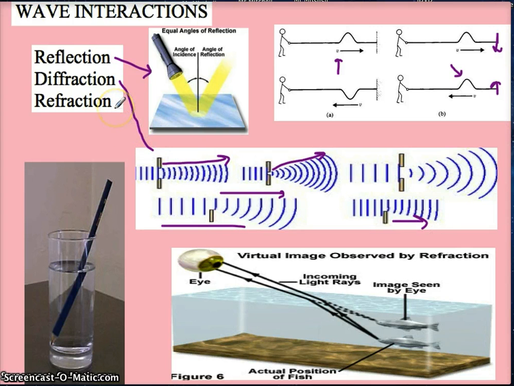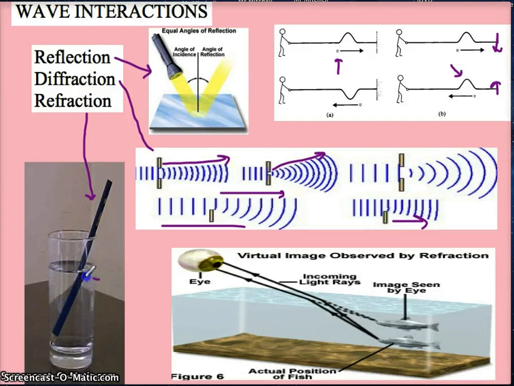And finally, we have refraction. Refraction is the bending of waves as they pass from one medium to another. All waves are refracted when they pass through mediums at an angle, and the angle is the key. Notice we have the straw here. As you look at the straw as it goes down through here, there appears to be a disconnect. The straw doesn't appear to be continuing at the same angle.